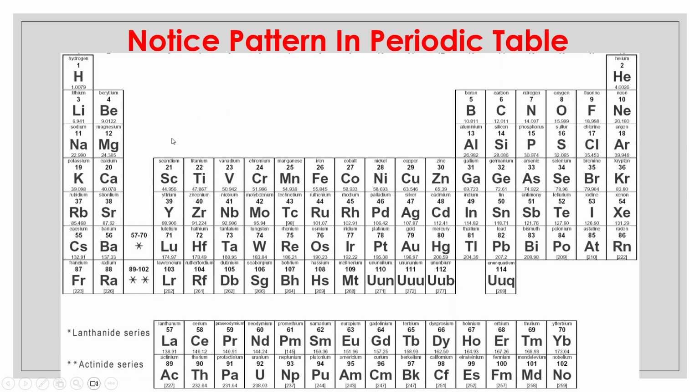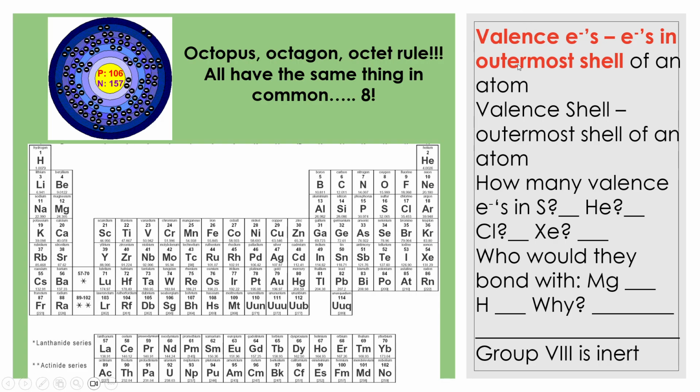So, let's talk about the periodic table's patterns. There's something called the octet rule. All right? Right here, the octet rule. Think of octopus, octagon, octet rule. They all have the same thing in common, the number 8. And what's very interesting, in a lot of different cultures, the number 8 is actually a lucky number. So I always think that's interesting. The octet rule states that you have to have 8 electrons in your outermost shell to be considered full.